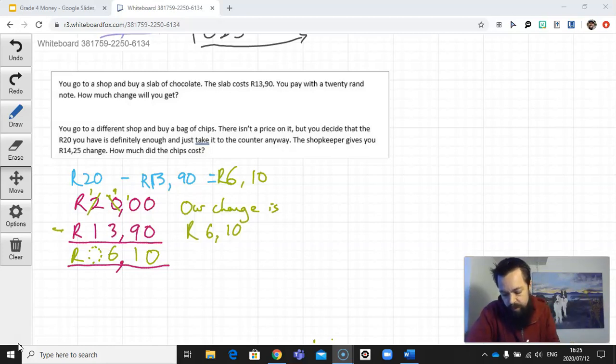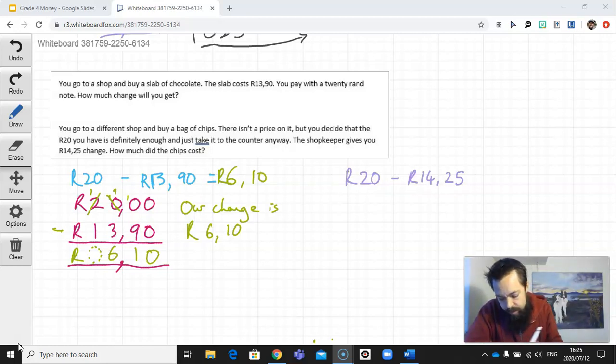So funnily enough, although we're working out the amount that you are paying this time, it works exactly the same. It's also a subtraction problem. So we've got 20 Rand and we're subtracting 14 Rand and 25 cents. All right, so that's what we're spending, and that's the amount we get back. So whatever we don't get back, that's how much we spent.